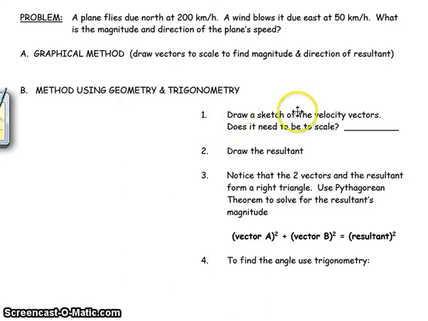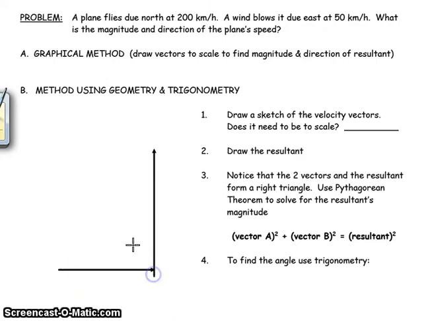So there's basically 4 steps. First, we want to sketch our velocity vector. If you have a straight edge handy, that would be nice. I'm going to just try to use a Smart notebook. So I'm going to represent the north vector like this. I'm going to draw a vector to represent the plane's velocity in the north direction. And then I'm going to do the same thing in the east direction, actually to the right. Okay, so I'm going to do it like that.